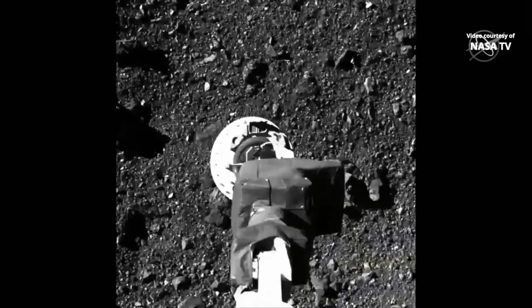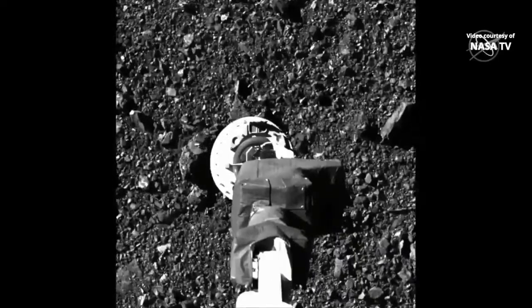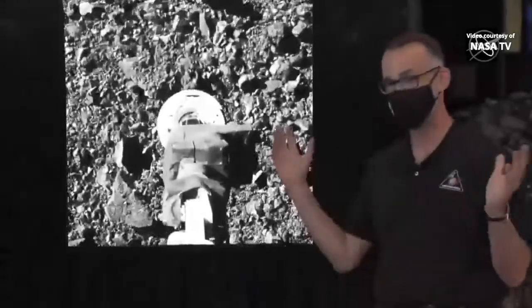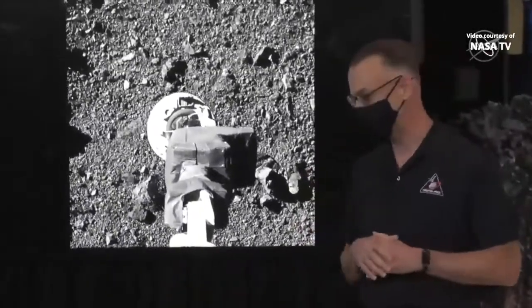I must have watched it about 100 times last night before I finally got a little bit of shut-eye. And then I dreamed of a wonderland of Bennu regolith particles floating all around me.